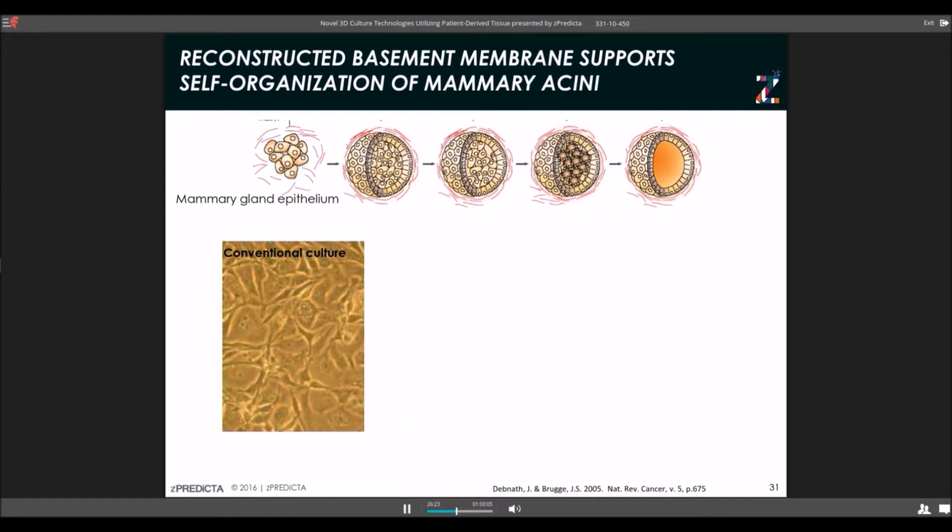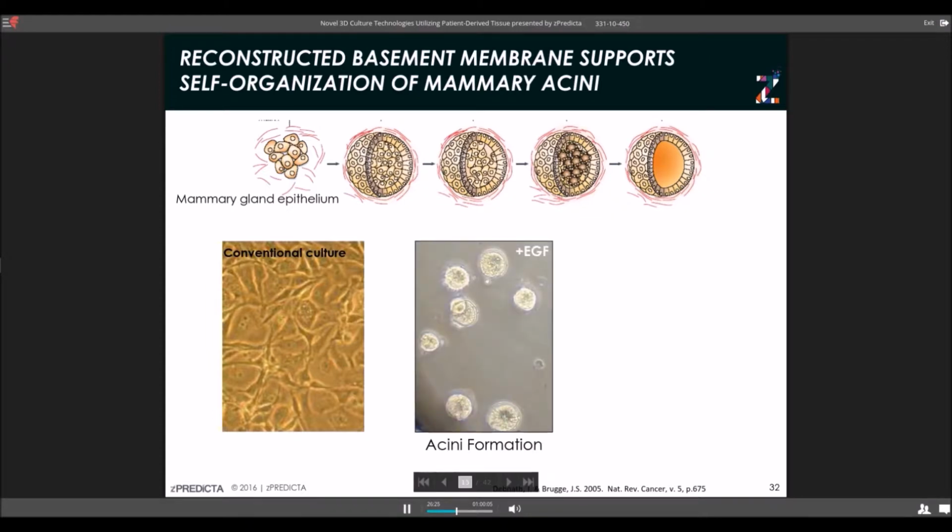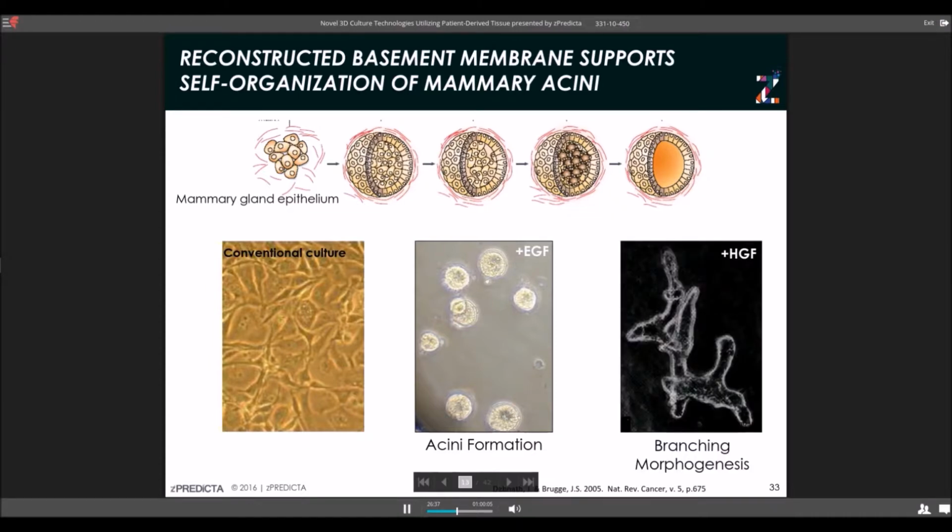So what you can do if these cells are placed in the correct environment and exposed to EGF, they start forming acini. So here's one on the bottom with the hollow lumen. Now, if the same cells in the same matrix are exposed to HGF, that forces branching morphogenesis. So now you can start modulating the structures that are being formed based on what type of soluble factors are added to the culture. So one, extracellular matrix allows the formation of the correct structure, and two, addition of soluble factors helps to drive generation of specific tissues.